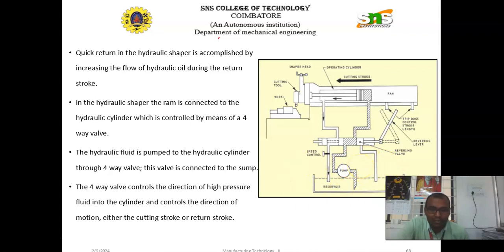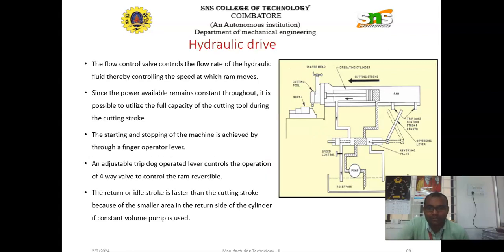The four-way valve controls the direction of high pressure fluid into the cylinder and controls the direction of motion, either during the cutting stroke or during the return stroke. The flow control valve controls the flow rate of the hydraulic fluid, thereby controlling the speed at which the ram moves. Since the power available remains constant throughout, it is possible to utilize the full capacity of the cutting tool during the cutting stroke.